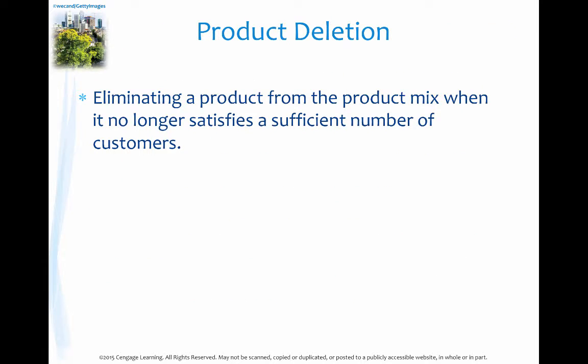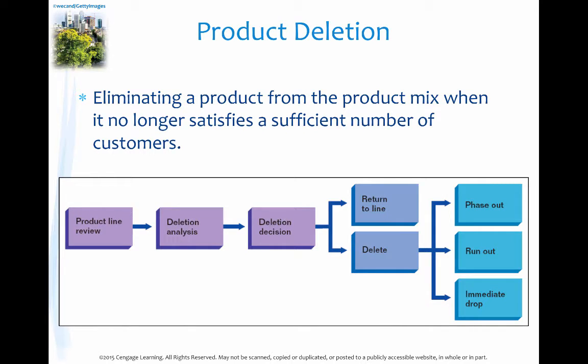Product deletion is the process of eliminating a product that no longer satisfies a sufficient number of customers. Although a firm's personnel may oppose product deletion, weak products are unprofitable, consume too much time and effort, may require shorter production runs, and can create an unfavorable impression of the firm's other products. A product mix should be systematically reviewed to determine when to delete products. Products to be deleted can be phased out, run out, or dropped immediately.